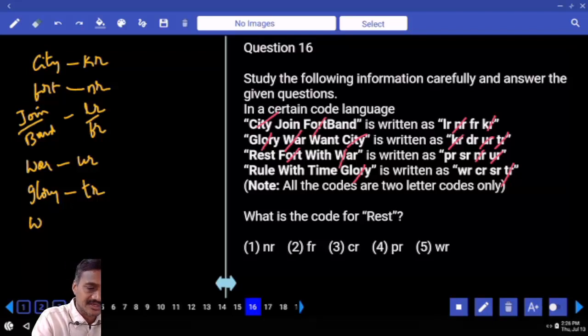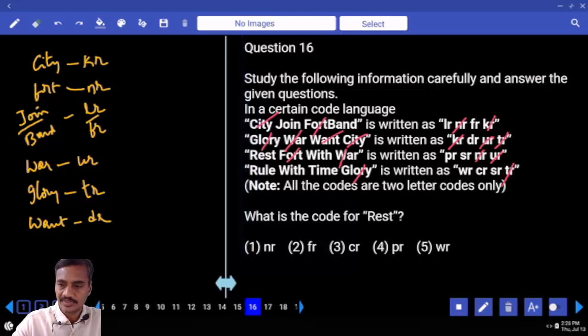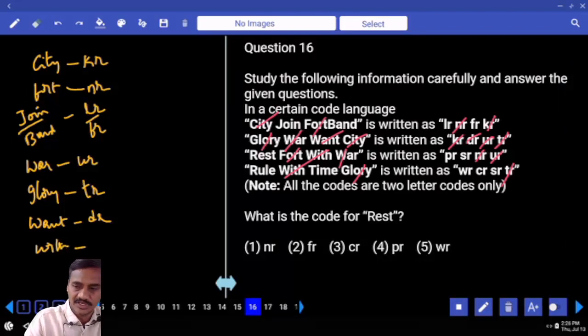Now in the second, what is the word left over here? Want. And the code to this one is what? DR. Want is DR. Then if you compare 3 and 4, now here rest and with. And what is the word that is common? With, and the code that is common is SR. With is SR. Then in the third one, rest is the only word that is left and the code is PR.